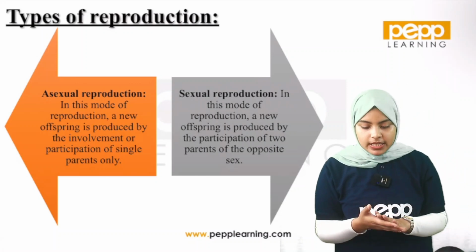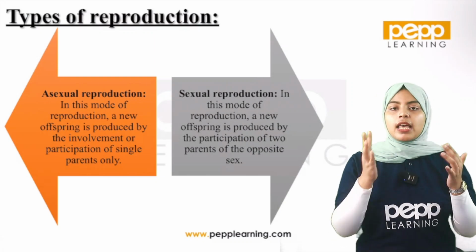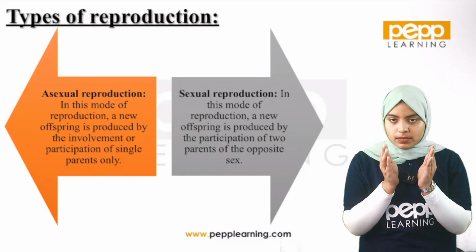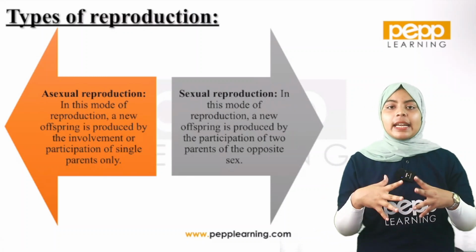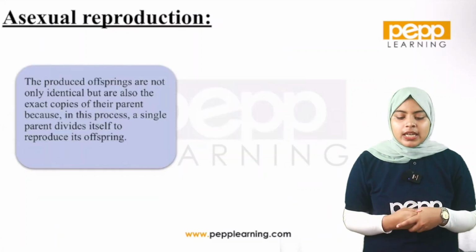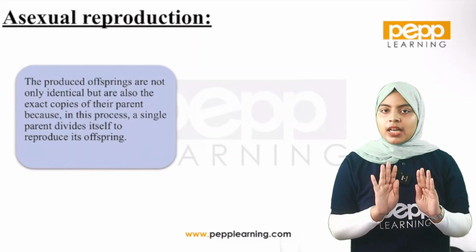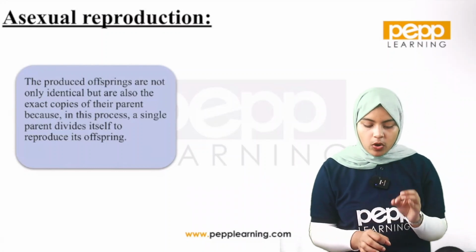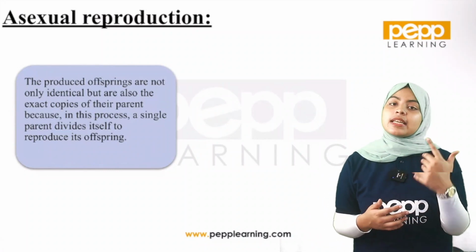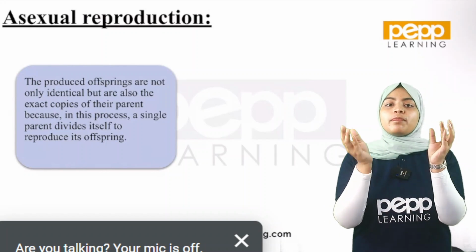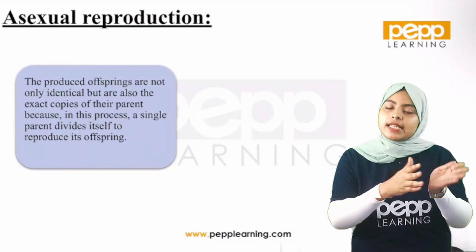Now, sexual reproduction means a new offspring is produced by the participation of two parents of opposite sex. That is, a new offspring is formed through the participation of a male and a female gamete. That is sexual reproduction. Now, in asexual reproduction, the produced offsprings are only identical. There are no non-identical offsprings. They are exact copies of their parents. Why are they exact copies of the parents? Because a single parent itself divides. There is no participation of another parent; the single parent divides and produces a new offspring. So it's an exact copy.